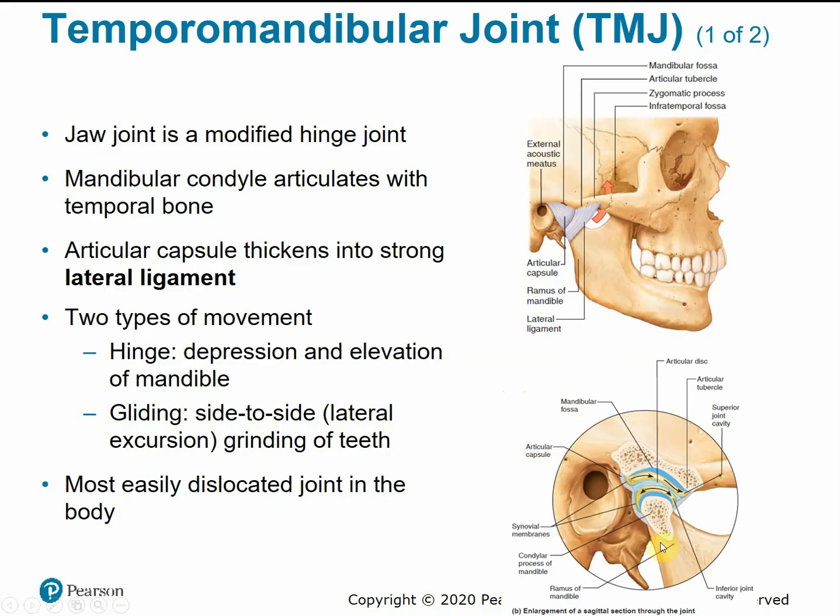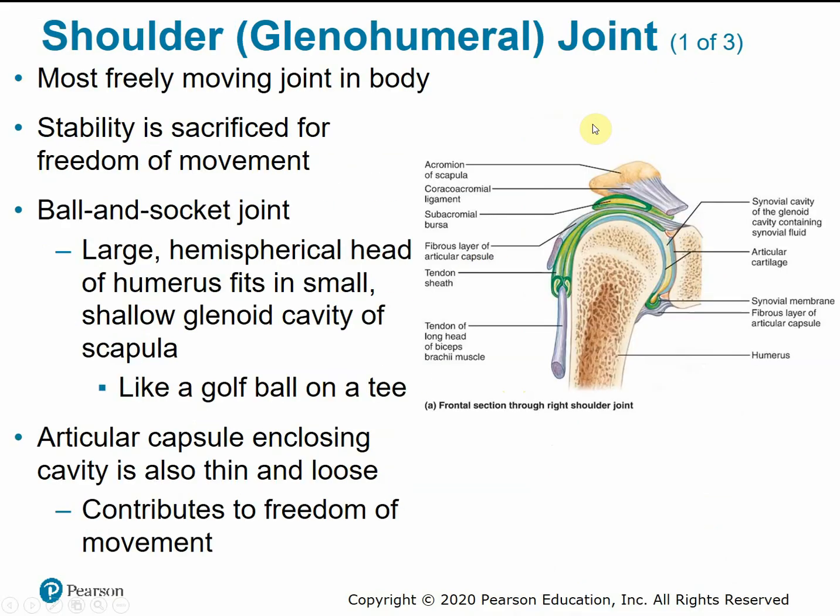The shoulder joint, or also known as the glenohumeral joint, is the most freely moving joint in the body. So as with most things, though, there was a trade-off. So in exchange for that increased mobility and freedom of movement, we have sacrificed some of its stability. So the shoulder is also another relatively easily dislocated joint. So it is a ball and socket joint, but it has a fairly shallow joint cavity.